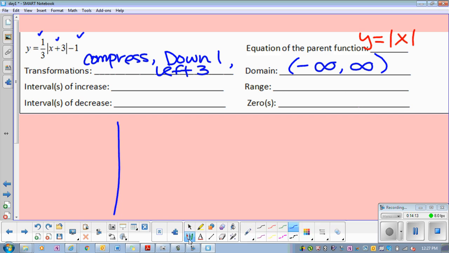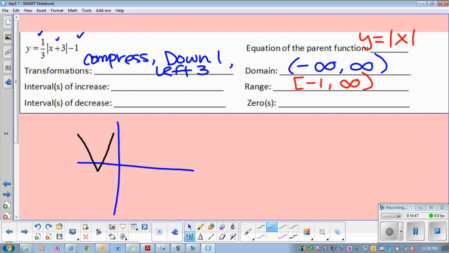Because I put it into the calculator. So you said your absolute value function, I already compressed it. It went left 3 and down 1. Well, then where does your graph start? What y number? Negative 1. So it goes all the way up to infinity. Okay. And remember, you can always graph this into your calculator so you can see.